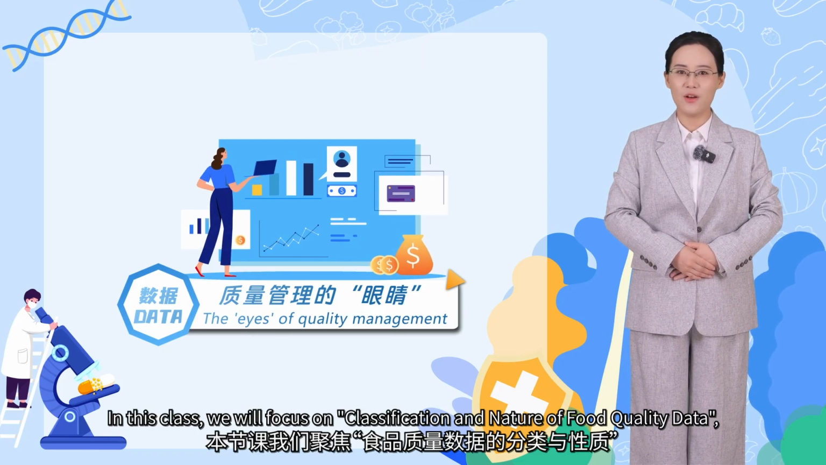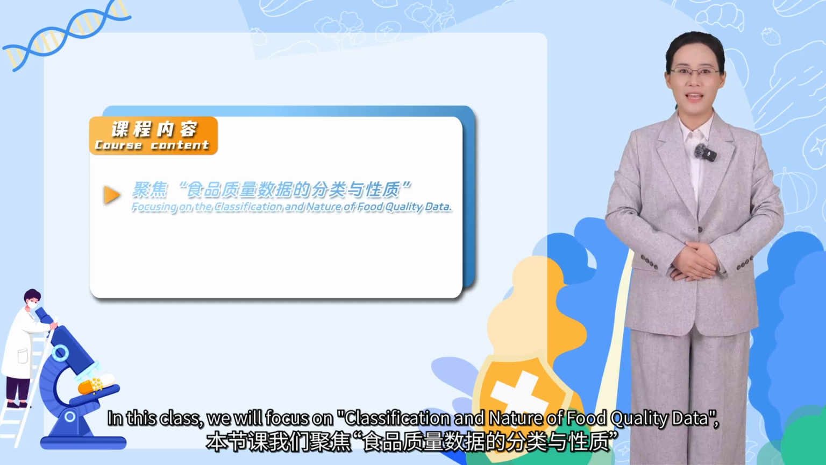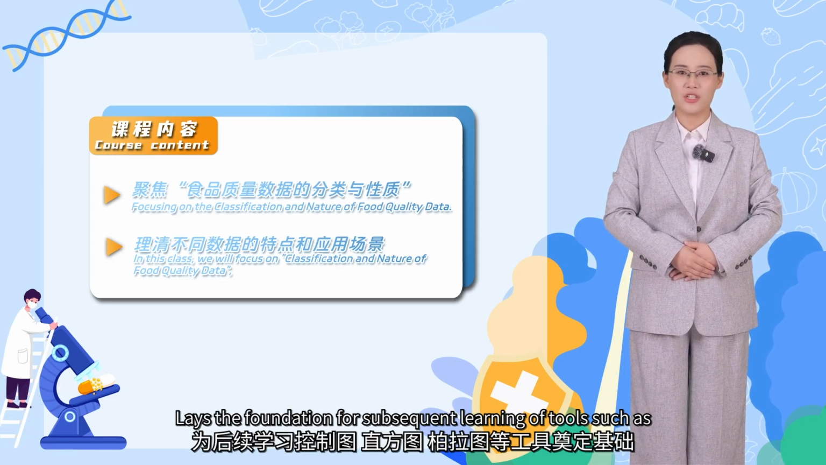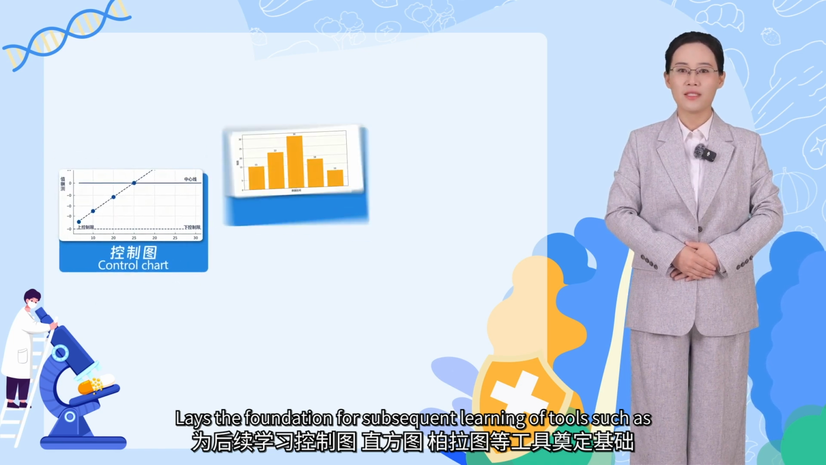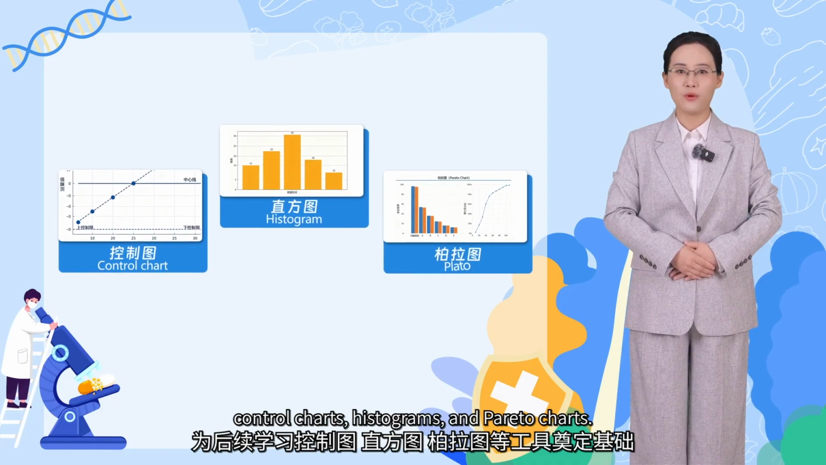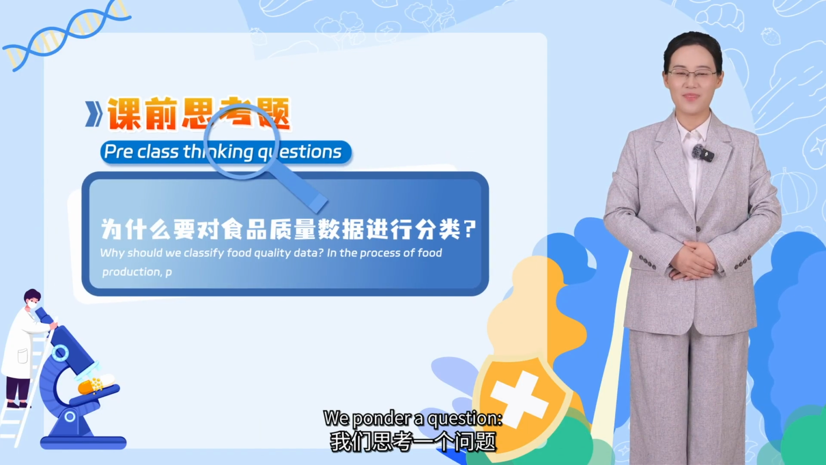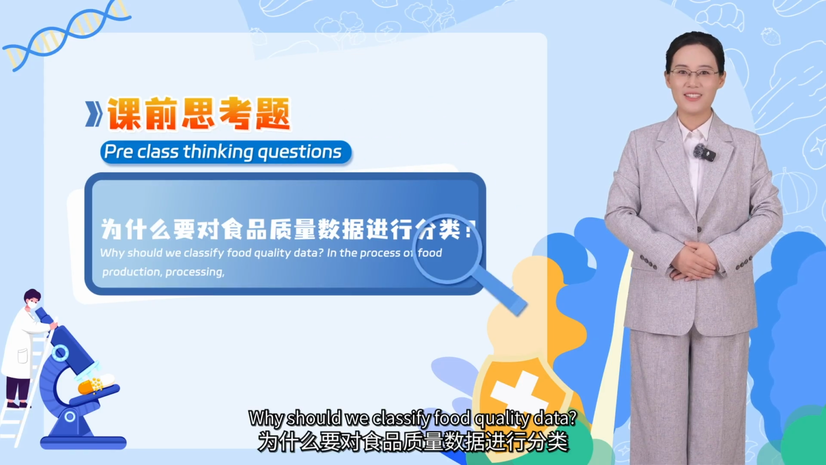In this class, we will focus on the classification and nature of food quality data, clarify the characteristics and application scenarios of different data, and lay the foundation for subsequent learning of tools, such as control charts, histograms, and Pareto charts. First, we ponder a question. Why should we classify food quality data?